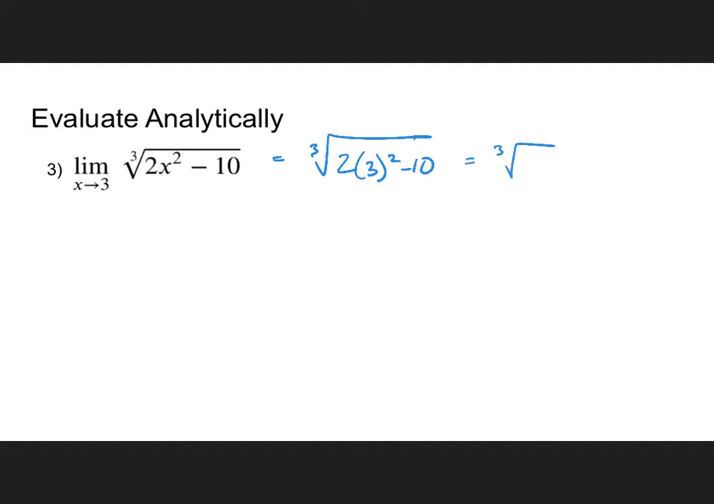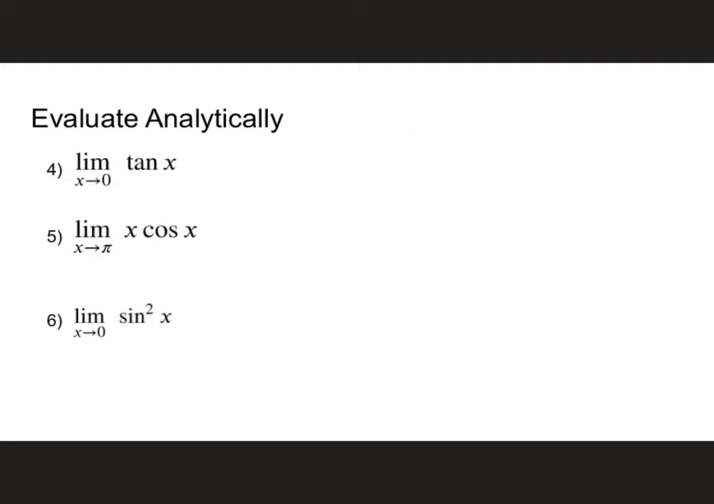So let's see here. 3 squared is 9 times 2 is 18. 18 minus 10 is 8. And the third root of 8 is equal to 2. Nothing crazy going on here. And we can do this with trig functions too. Nothing weird going on here. So I can just evaluate the tangent of 0, and the tangent of 0 equals 0.